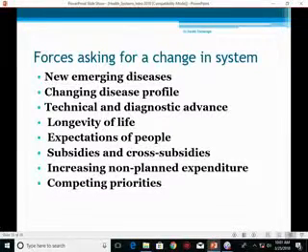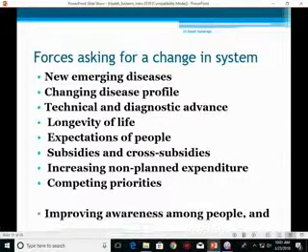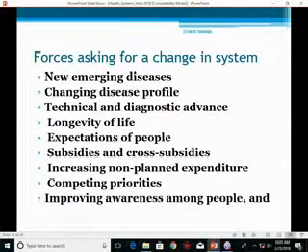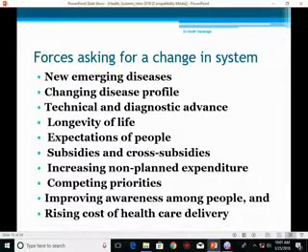Competing priorities. There are so many important things at the same time. Therefore, we need to change the system to address all these competing priorities. Improving awareness among people, so that people know about the system. We need to change the system, and we call it responsiveness. Even the non-medical parts of it, we need to change the facilities. And then rising cost of healthcare delivery. We need to change the systems.